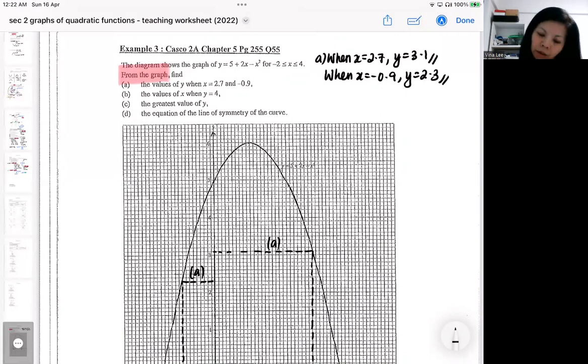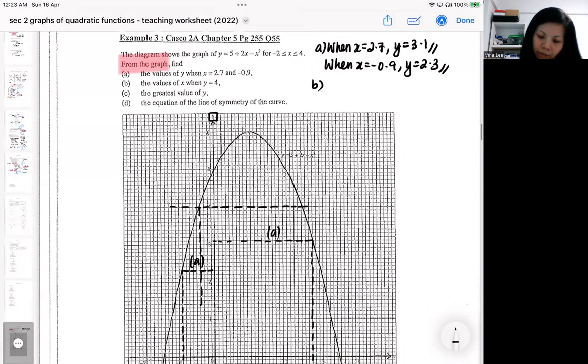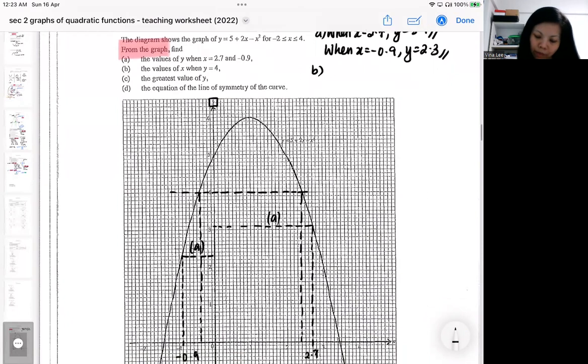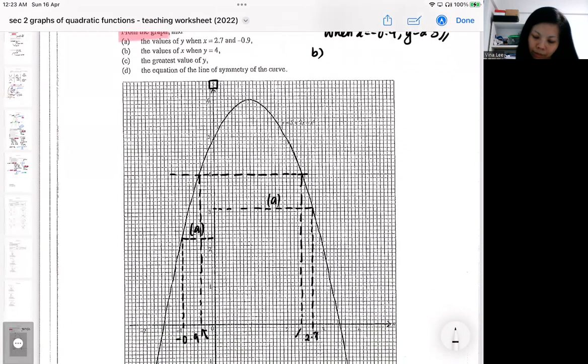Okay, the next part: find the values of x when y is equal to 4. So y is equal to 4, look from the y axis. So 4 is somewhere here. But you got to look left and right. Look left and right, you actually get two answers. Sometimes some students never look left and right. They only end up getting one answer. So these are the two answers. Okay, so you read off your two answers.